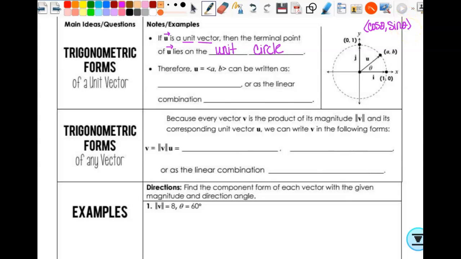Okay. So this u that we could call AB in component form can be written as vector u is cosine theta, sine theta. Or, as a linear combination, could be cosine theta i hat plus sine theta j hat. Okay.